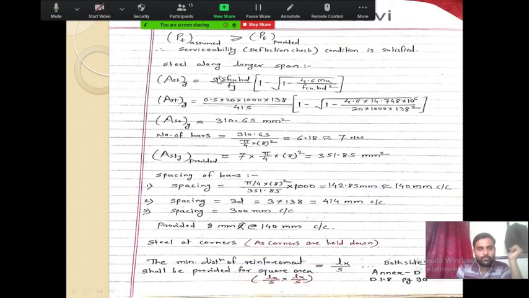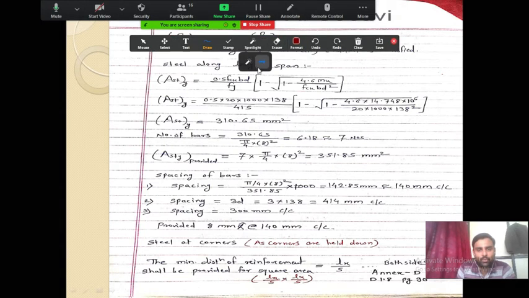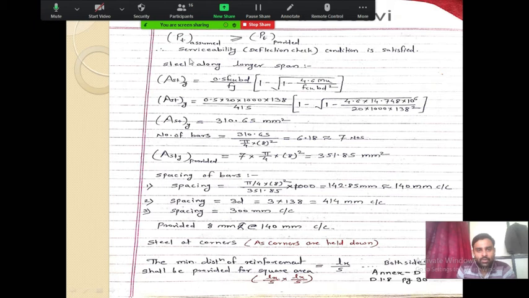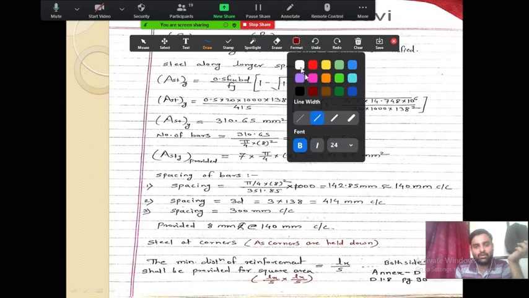The next step is: percentage of steel assumed is greater than or equal to percentage of steel provided. Our assumed percentage of steel is 0.3, and we have provided also 0.3. So these two values are equal, and the serviceability condition, that is the deflection check, is satisfied. There is no need to calculate the check for deflection, as I have already told you.